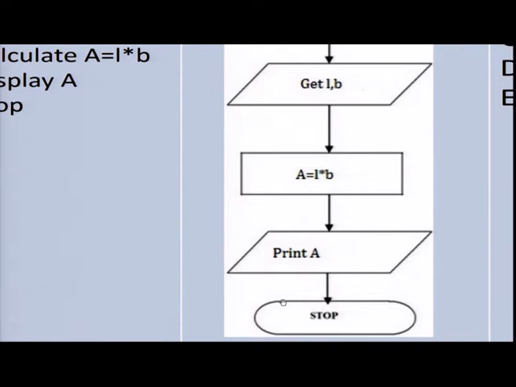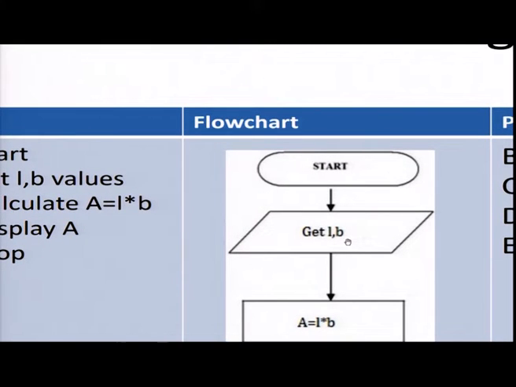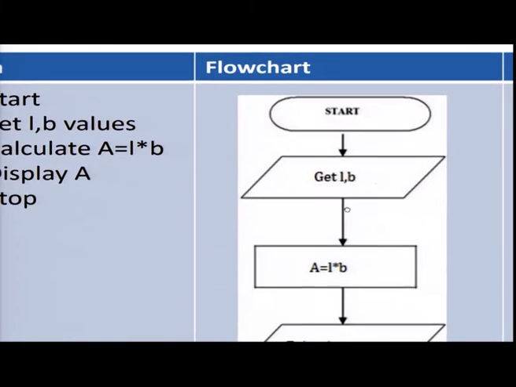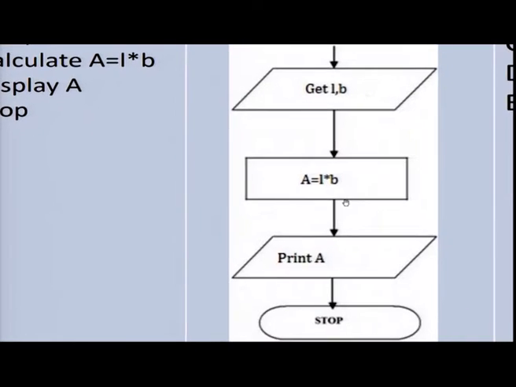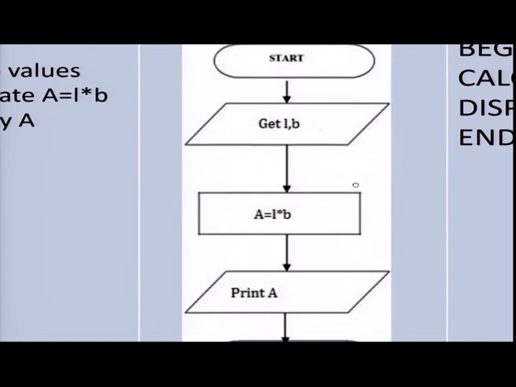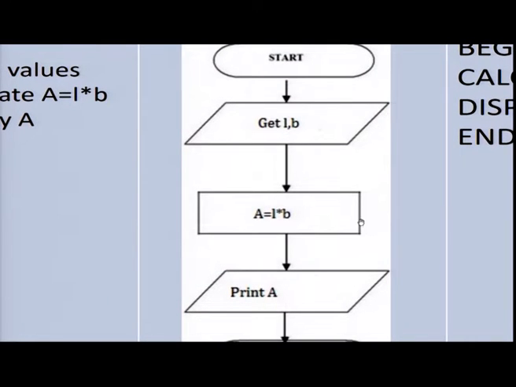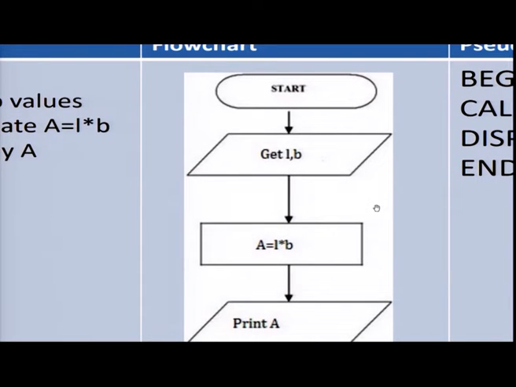So my dear viewers, as far as the flowchart is concerned, for start and stop, you use the symbol oval. For getting the input, for getting the output, you use the symbol parallelogram. For doing procedures, you use the symbol rectangle, and then you compute like this. This is a sample flowchart to determine the area of a rectangle from its length and breadth.